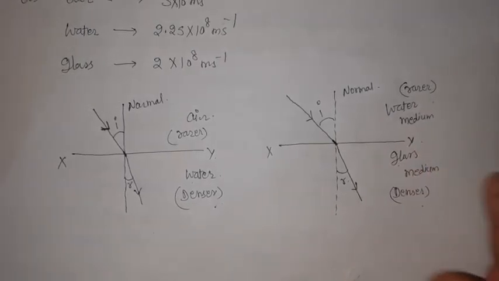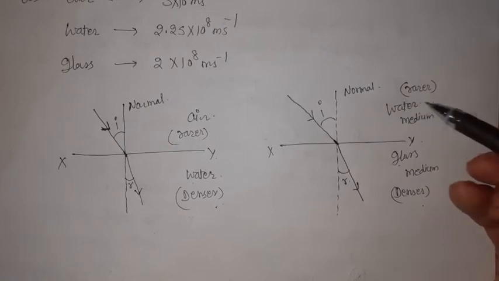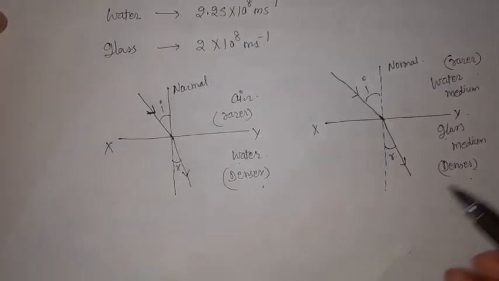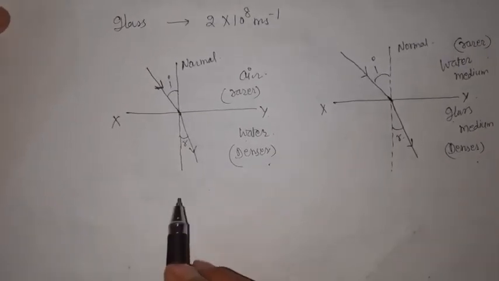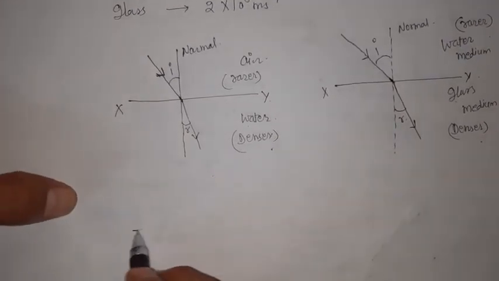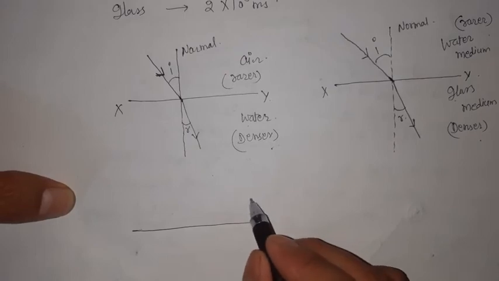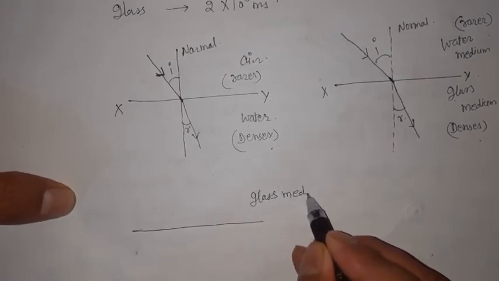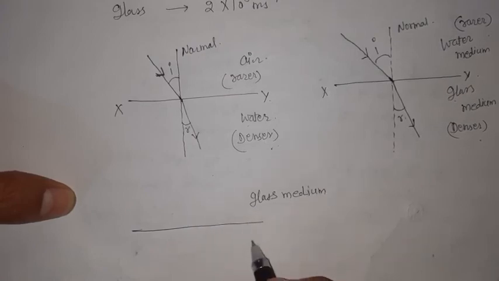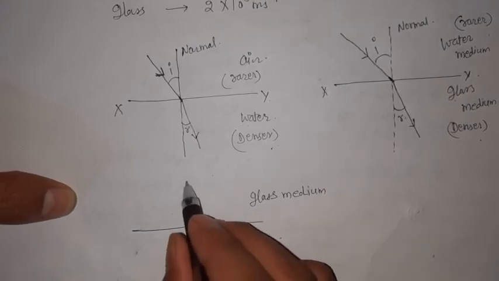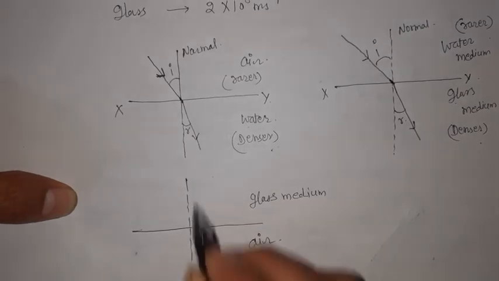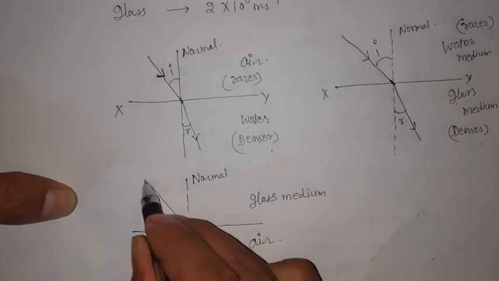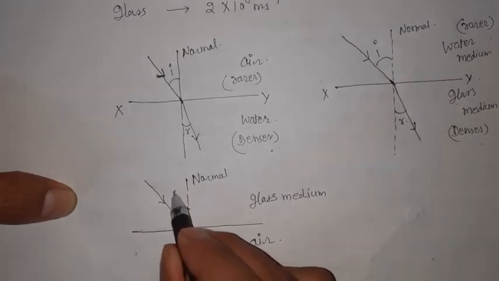It is not necessary that the upper medium will always be the rarer and the lower the denser. We can have a different scenario. You can check this one. This is the interface. Above it you can suppose there is a glass medium, and below it you can suppose there is air. Here the normal is drawn on this interface, and the ray of light falls at an angle with it. So this is the angle of incidence.